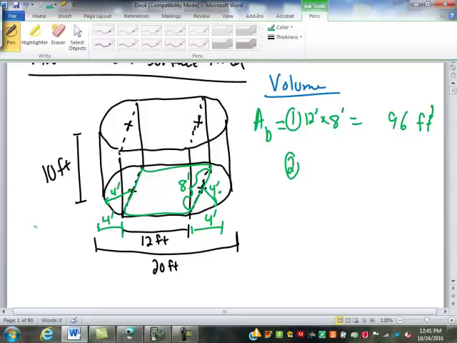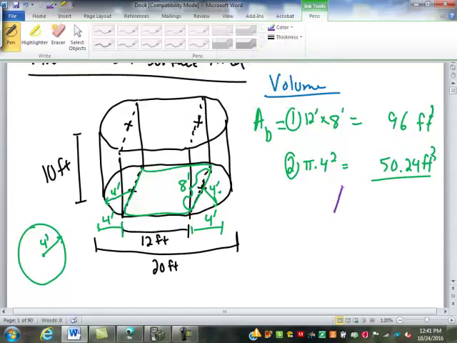What I'm going to do is put them together to make one full circle with a radius of 4 feet. So that area is pi times 4 squared. Well, pi times 4 squared is 50.24 square feet. So the area of the base is found by adding the two of those together, otherwise known as 146.24 square feet.